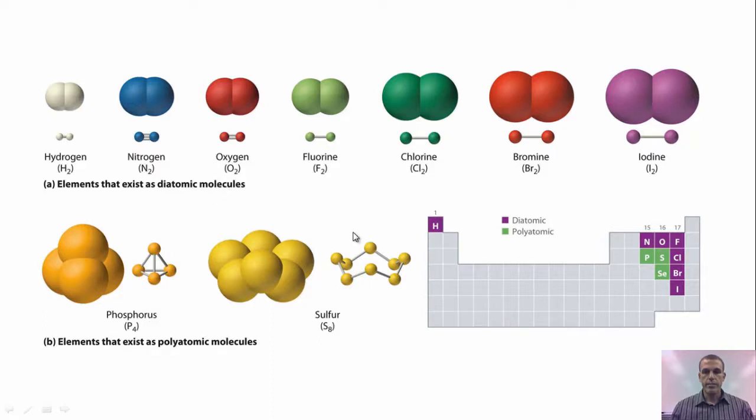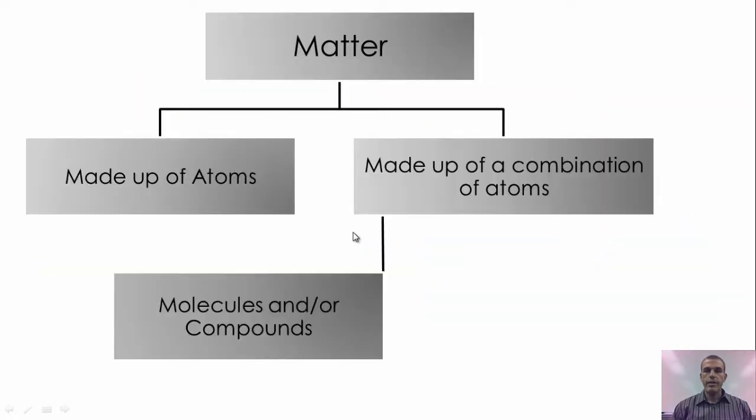And that's how these elements exist. They have to be in molecular form, either a very simple one, the diatomic, or the more complex, the polyatomic molecule. Okay. So moving on to matter, a little bit more about matter. Matter is made up of atoms. Okay, we know that. We've talked about that.